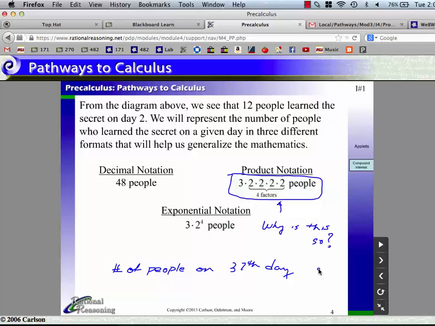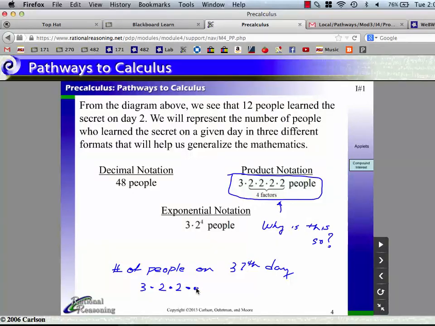So what would the product notation be? Alex, it's a product notation, how would I do this? So you would have 3 times 2, 37 times. Okay, you said 3 times 2, and what's happening 37 times? Be specific. It's the days, the number of days. But in the calculation, when you said 37 times, what did you mean? So you would have 3 times 2 times 2 times 2 times 2, 37 times. Right, okay, good.